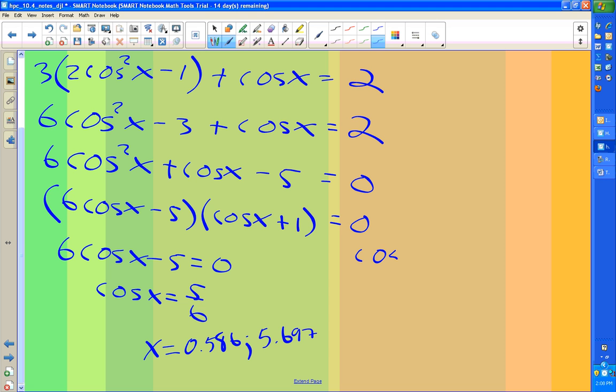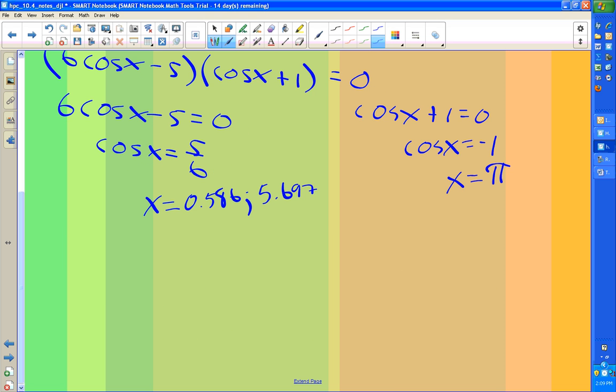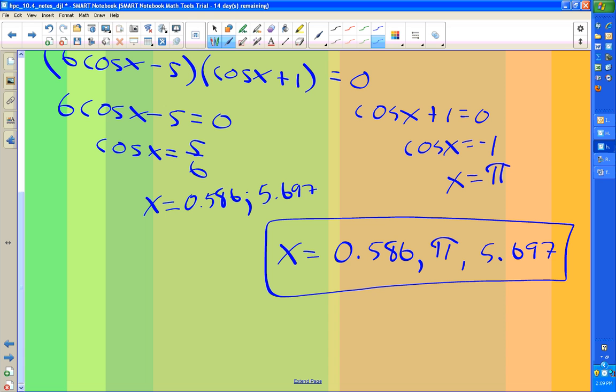The other one is cos x plus 1 equals 0. Cos x equals negative 1. So x has to be 5. There are, but we're not finding it. Everybody okay on that one? Those 5 examples are all pretty much the same.